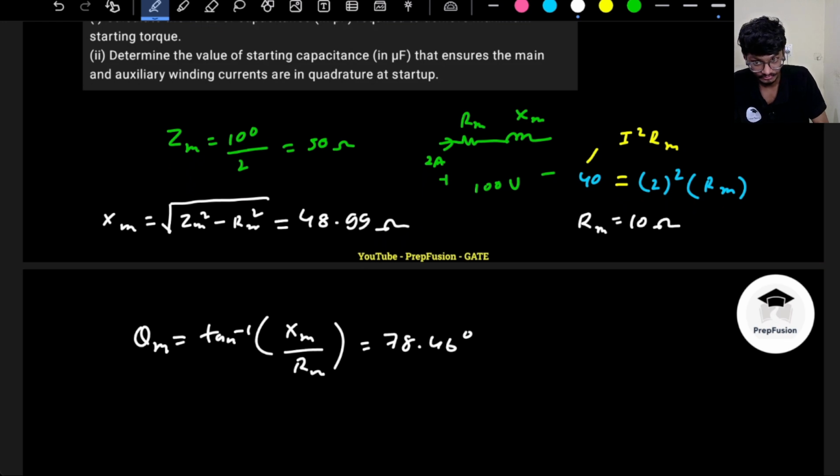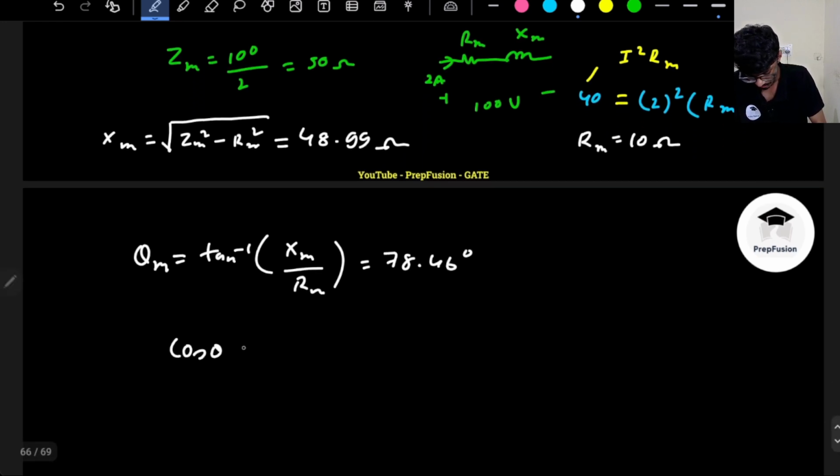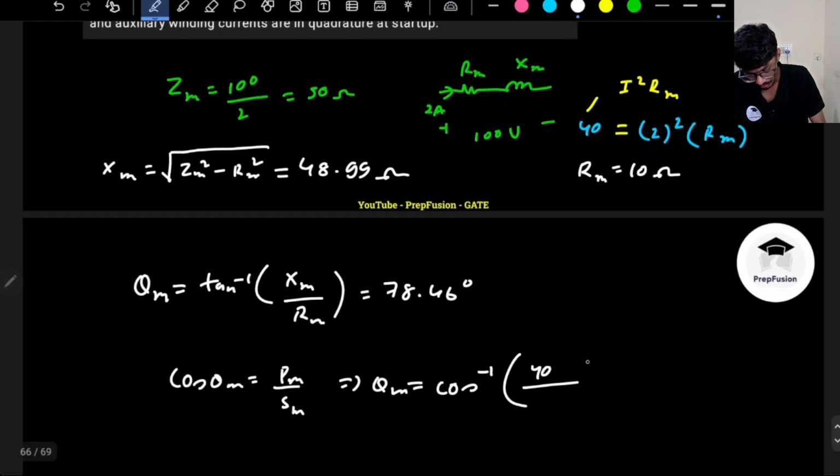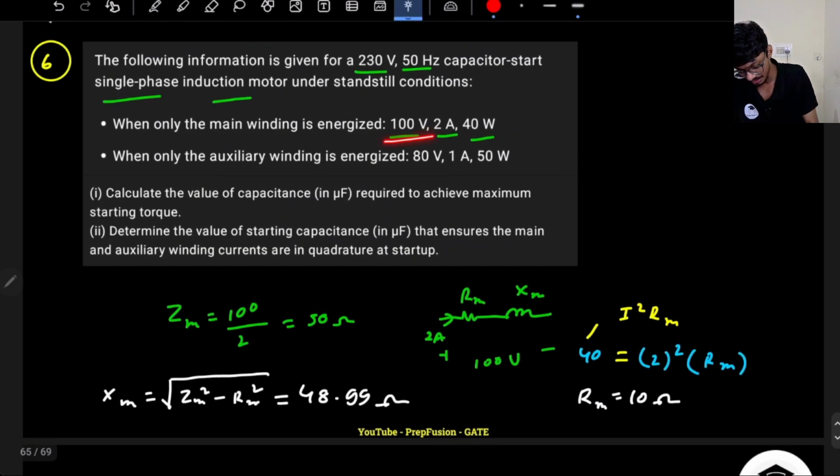Now what is the easier way to find out your theta m? So I know that cos theta will be P by S. Okay, don't ask me all this, all this has been taught in the complex power chapter. So from here I can easily find out my theta m. Theta m will be equal to cos inverse of PM. PM, the active power they have given me, is 40 watts. What is the apparent power? It is voltage into current, that is 200.